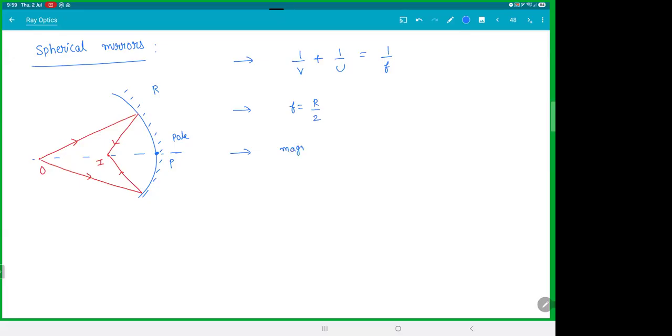Magnification, M, which is the height of the image by height of the object, is V by U. These are the three formulas there. Now you have to be careful here. This U, V, R should be taken with sign convention.